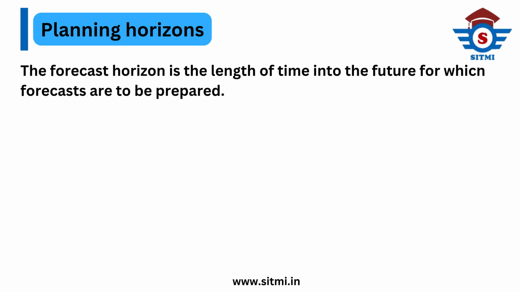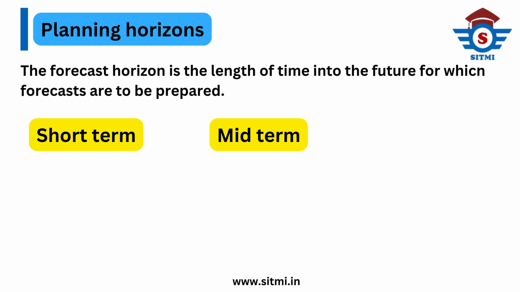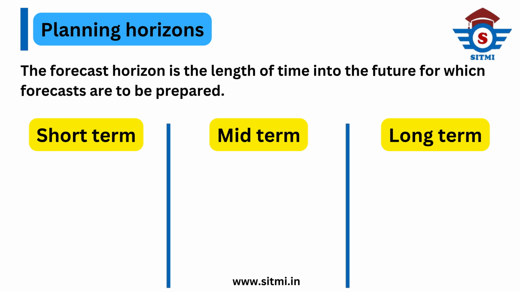prepared. Now there are three types of planning horizons usually done in the demand forecasting. So the first is short-term forecast, second is mid-term forecast, and third is long-term forecast. Now name itself suggests short-term is basically for up to 3 months in a future. Mid-terms are basically from 3 months to 12 months in the future, and long-terms are basically more than 1 year or in a longer period of the time.